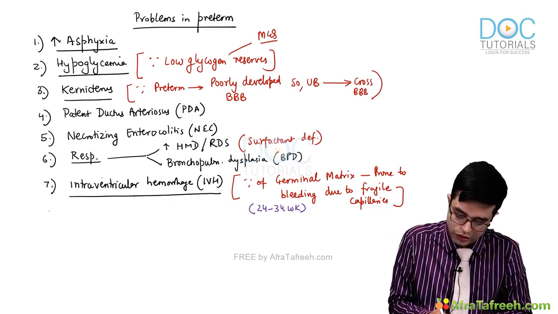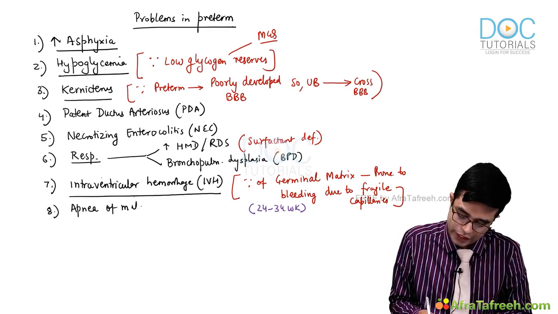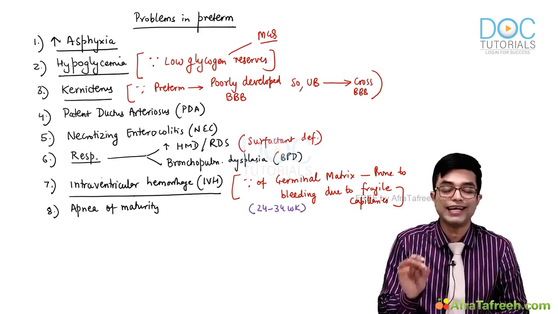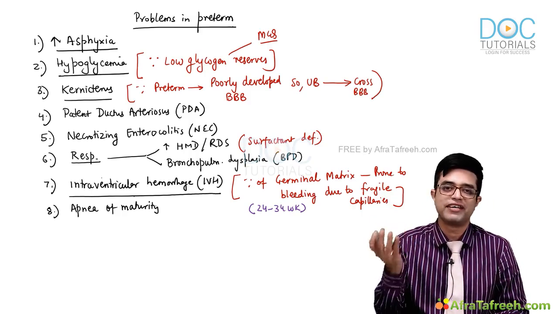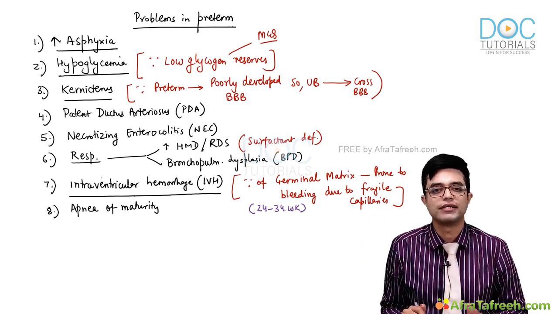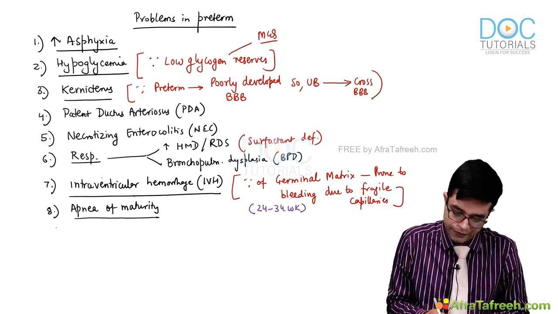Then these children also have increased risk of apnea of prematurity. What is apnea of prematurity? Apnea means absence of breathing. The newborn forgets to breathe. The respiratory drive from the pre-Bötzinger complex, the respiratory center, does not come. That is apnea of prematurity.